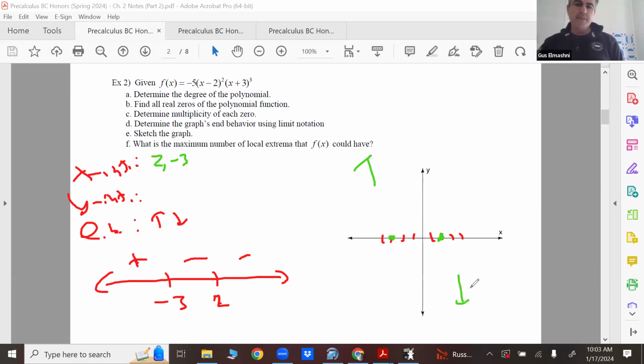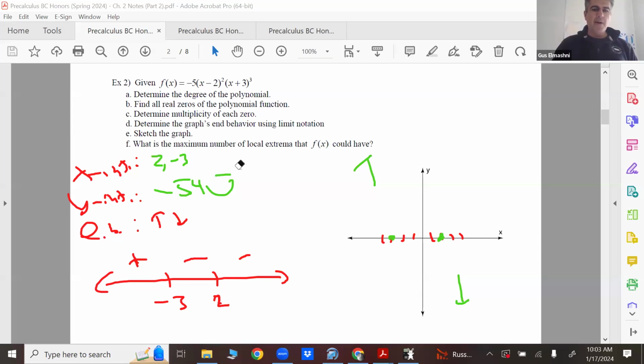I expect this. The y-intercept's kind of good, just to verify that you've done everything correctly. I think it's going to be negative 540, if I'm not mistaken. Am I correct in saying that? 0 minus 2 is negative 2 squared is 4. 4 times negative 5 is negative 20. 3 cubed is 27. Yeah, I got it. Negative 540. Okay. So it's way down here somewhere, right?